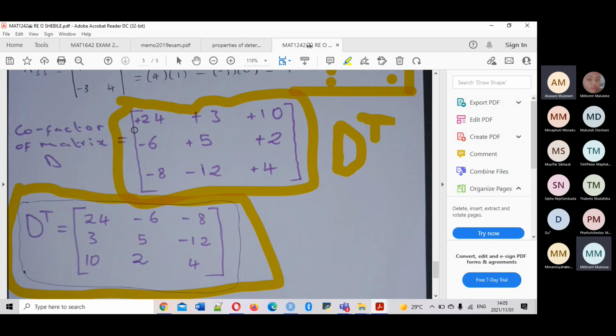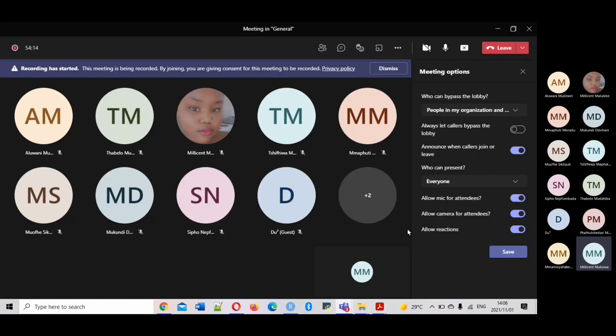Remember, we change this row and we write it as a column. Here it is. Are we fine? Yes. Are we fine? So you also do the same to this one. You also do the same to that one. So any question before we proceed?